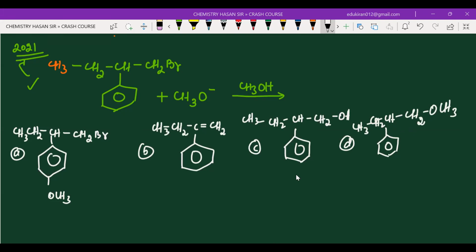Very good, MJ. Any answer? No KV, not B. Elimination will not take place. If it is 1 degree, substitution will be there, and this is your 1 degree. What will happen? This Br will leave the group and this negative will attack here. So what will be the product that you will get? CH2OCH3. That means the answer is D.